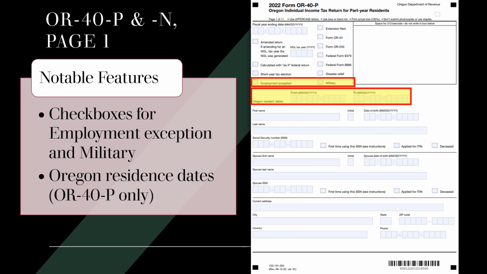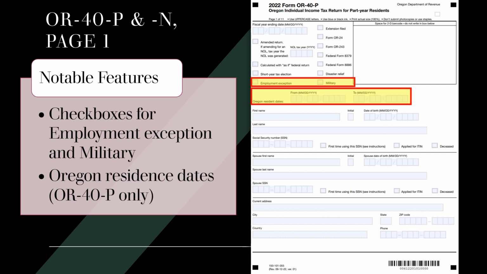One is an employment exception that allows certain hydroelectric dam workers, interstate railroad workers, or truckers to exclude their income from taxation in Oregon. You can look up the Amtrak Act in publication OR-17 for more information. The other checkbox is for military personnel who are stationed in Oregon but not domiciled in Oregon.